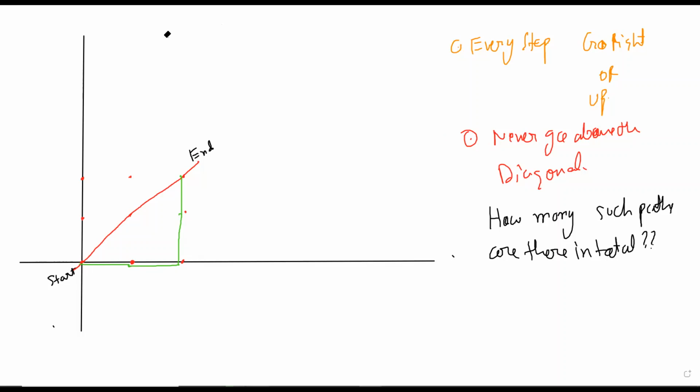Two paths. Adityan is saying 2. So Adityan, what are your 2 paths then? The green one I have drawn. What is the other one? The other one is like that, like that, like that, like that. And there are no other paths. Yes. You sure about that? Yes, right. So the answer is 2.